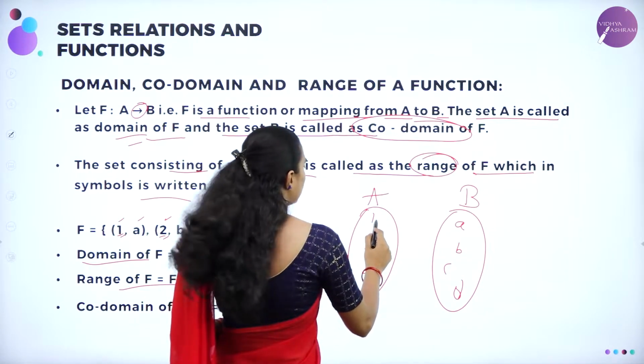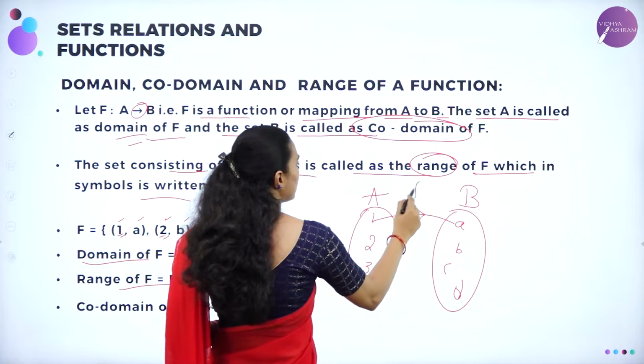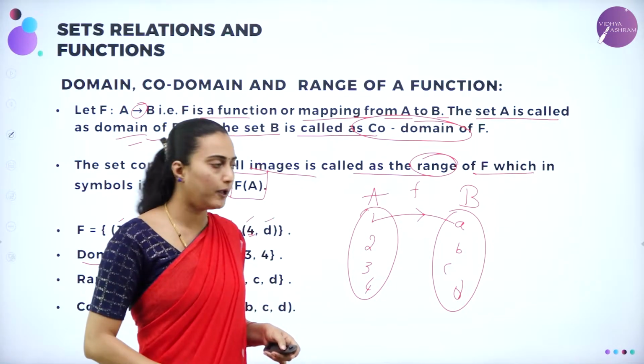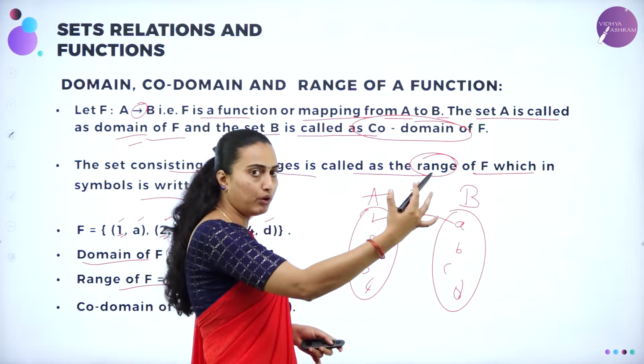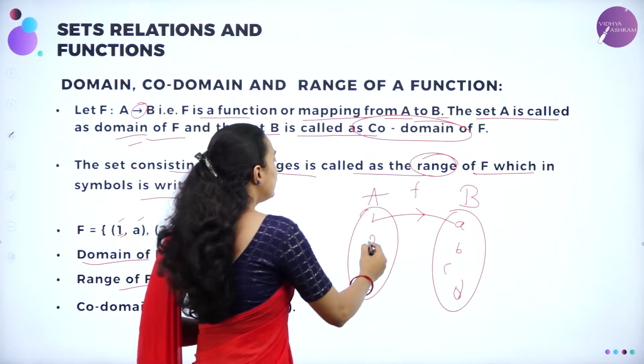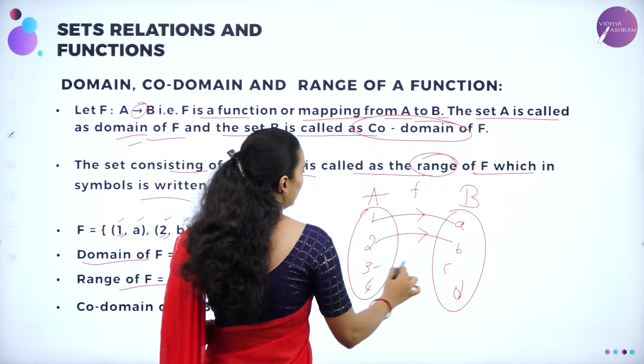So here 1 is getting connected to A. See function. I am writing an arrow mark which is going from left to right. Okay. F from A to B only. Mapping from A to B. Set A to set B. 2 to B. And then 3 to C.